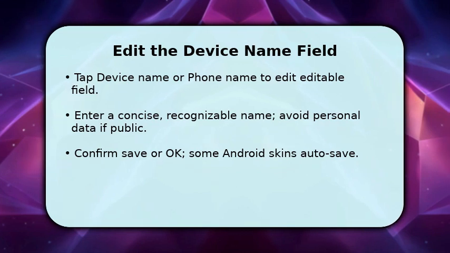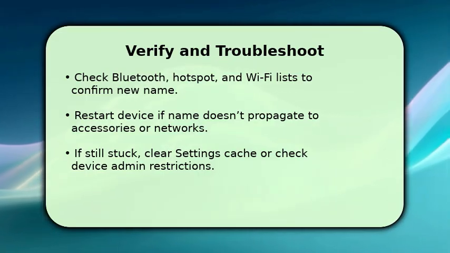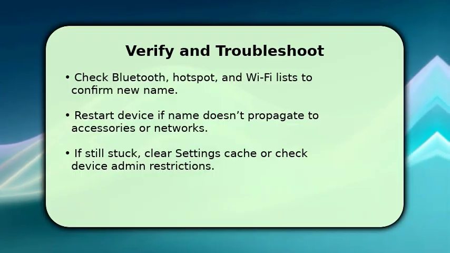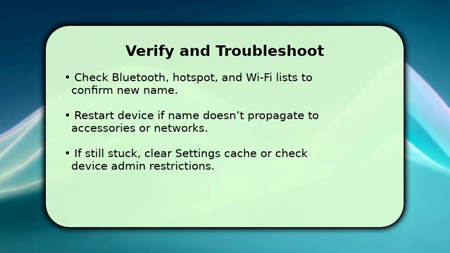Finally, verify the new name across Bluetooth pairing lists, hotspot SSID, and nearby device lists to confirm propagation. If the old name persists, restart the device to force system services to reload and broadcast the updated label.